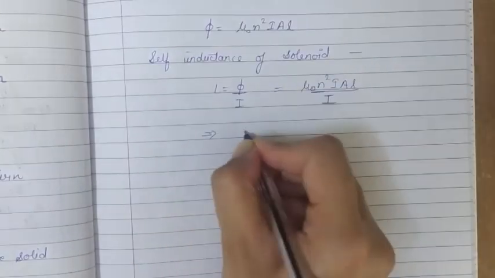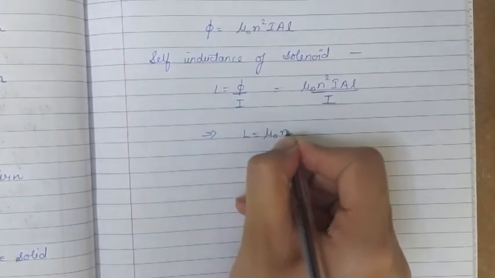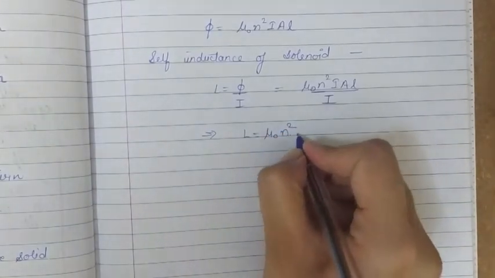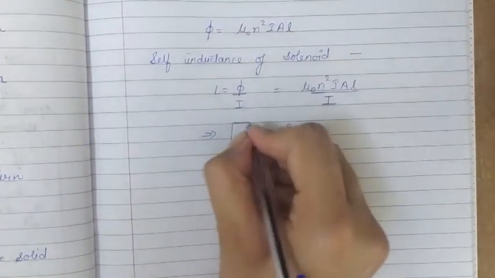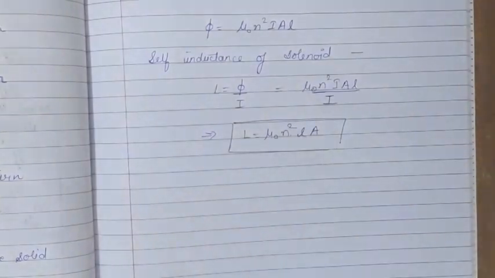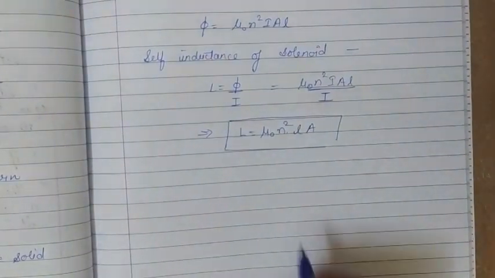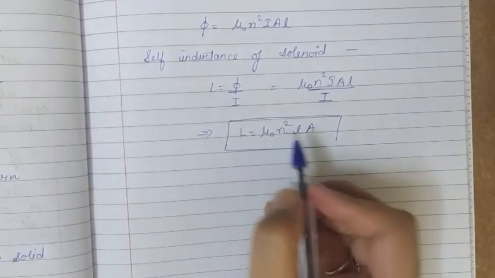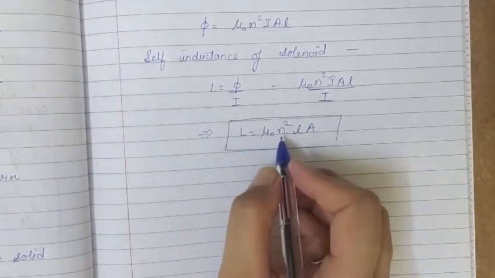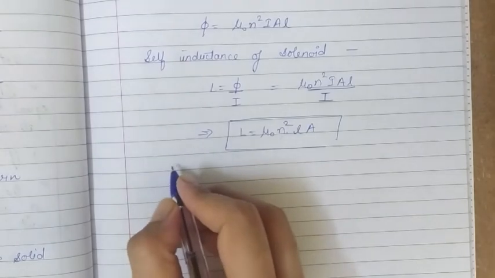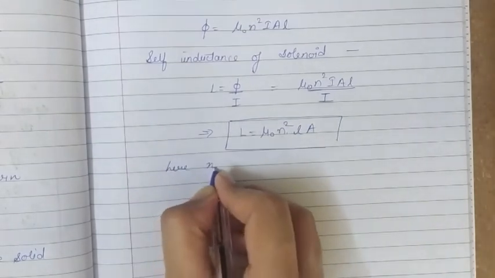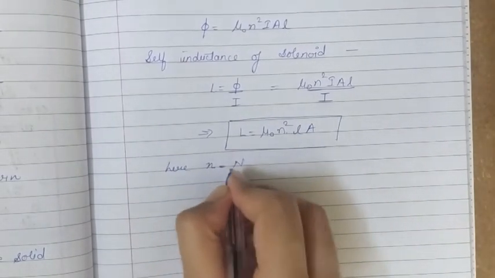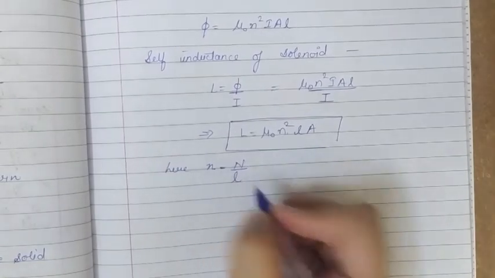That means L is equal to mu naught n square L A. This is the self inductance of a long solenoid. Here n is the number of turns per unit length. Now if we want this answer in terms of total number of turns, we can write small n is equal to capital N upon L, that is total number of turns per unit length.